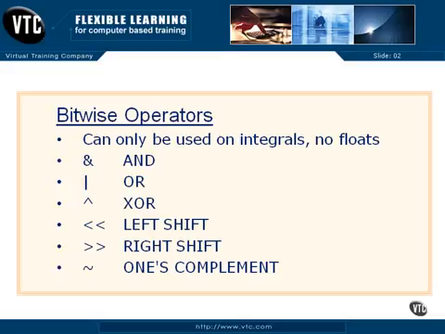We have AND, OR, XOR, left shift, right shift, and one's complement. Do not worry if you don't get these. You don't have to understand them right now, and you may not ever even use them in your C programming career.